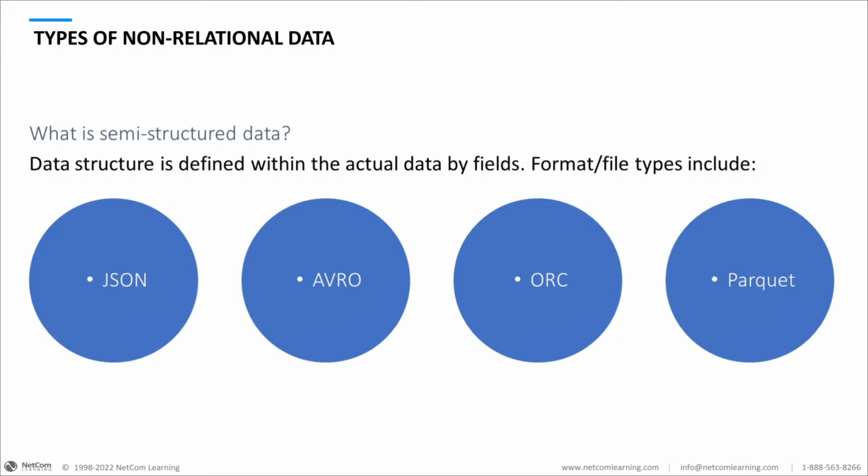Avro, which is another semi-structured non-relational data type, is a row-based format and it's created by Apache. So if you've heard of Apache web servers, which is Linux-based systems, each record contains a header that describes the structure of the data in the record. This header is stored as JSON. Okay, so it combines JSON into its structure.